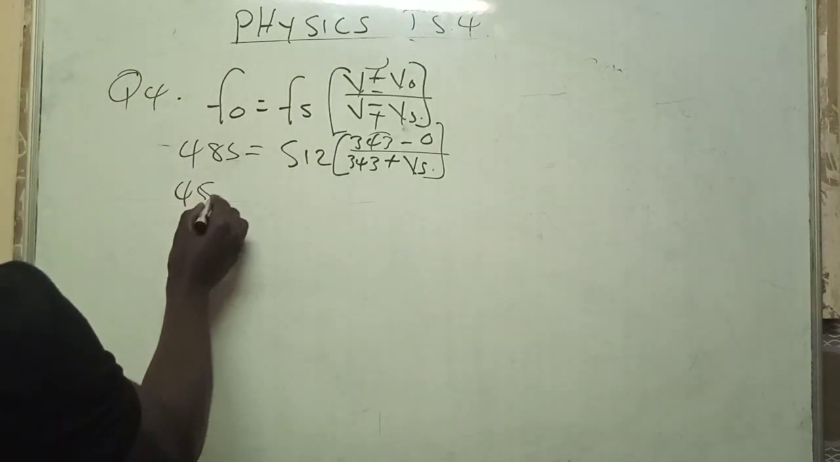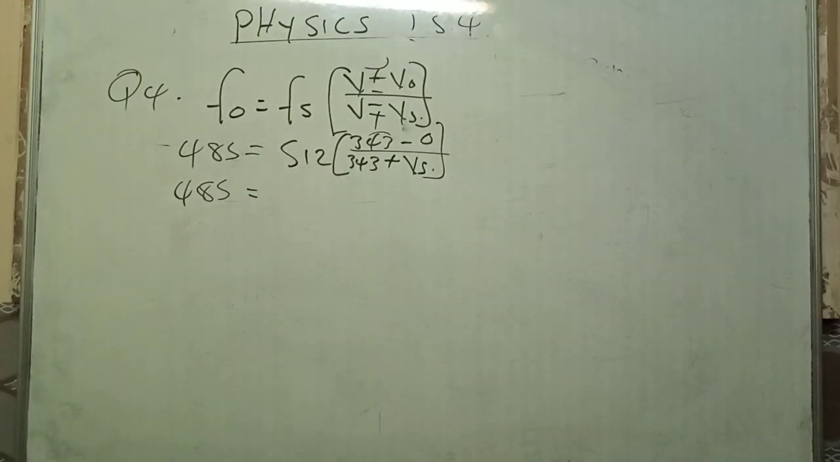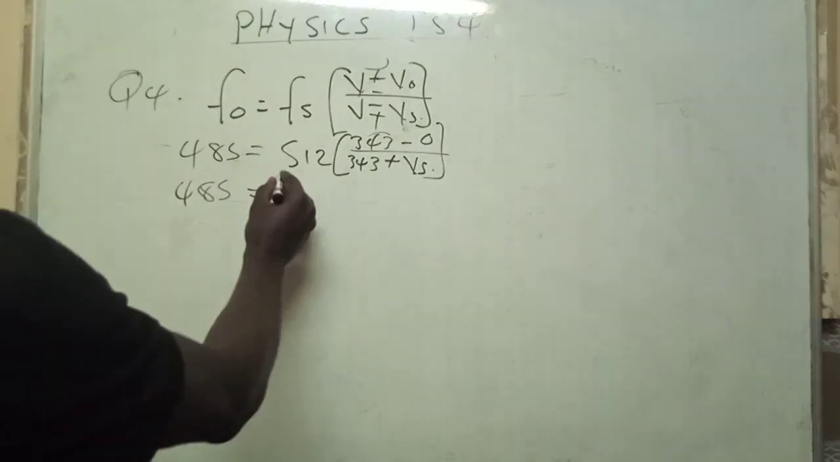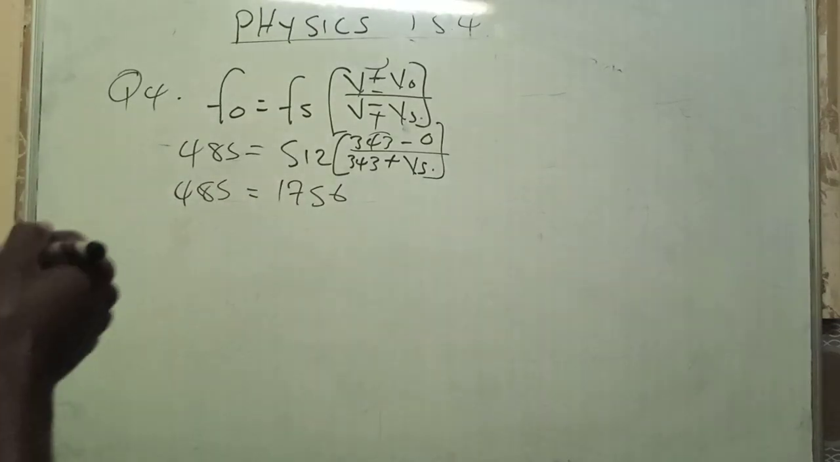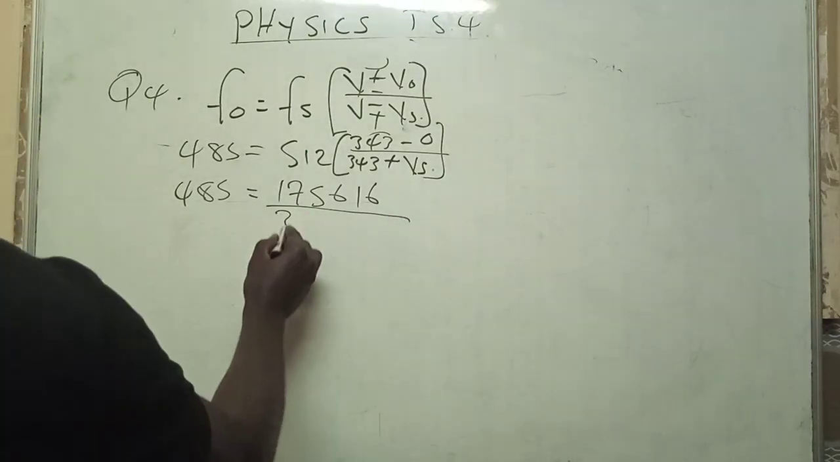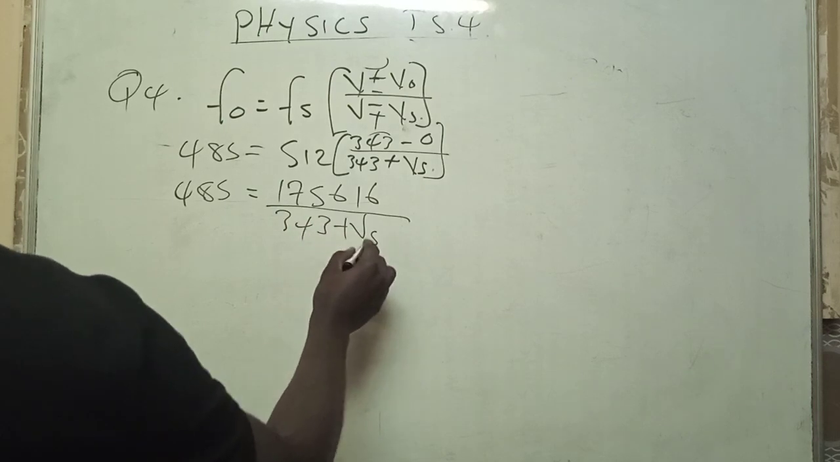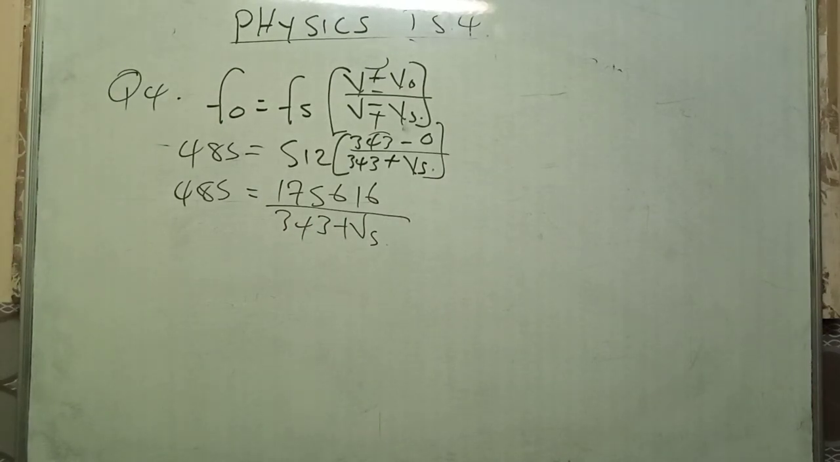So here I'm going to have 485 is equal to, if I do the multiplication there, what am I supposed to get? What are you getting? Okay. So if I do 512 times 343, I'm supposed to get 175,616. You can also confirm with your calculators. Over that one, I'm going to get 343 plus Vs.